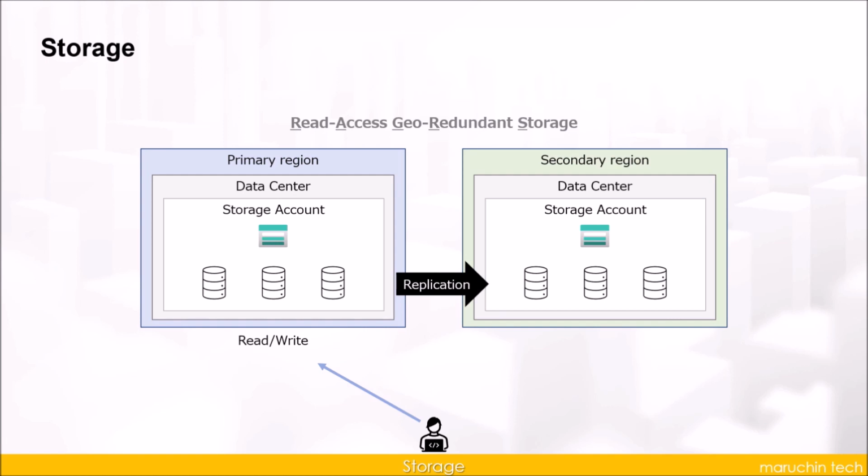RAGRS, or Read-Access Geo-Redundant Storage, takes GRS a step further by providing read-only access to the data in the secondary location, even if the primary location is still up and running. RAGRS is designed for applications that require high availability and durability. It is more expensive than GRS because it offers additional read access to the secondary region.